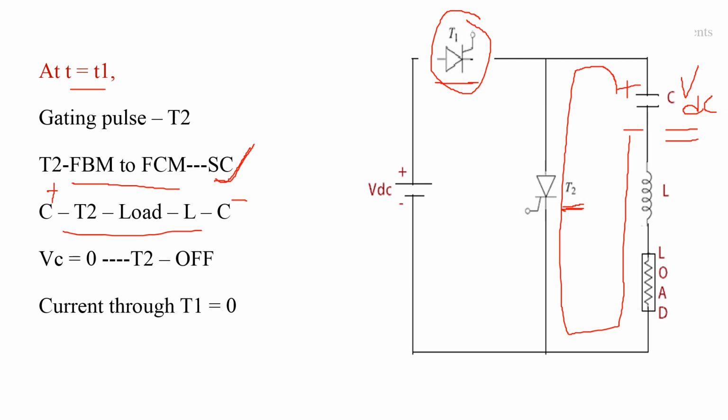After complete discharging of this capacitor, that is, whenever VC is equal to 0, the capacitor changes its polarities, with the upper plate as negative and the lower plate as positive, and the current flowing through thyristor T2 becomes 0. Whenever the current flowing through thyristor T2 becomes 0, thyristor T2 comes into the off state. Here there is no path for current from source to load, that is, the current flowing through thyristor T1 is 0.